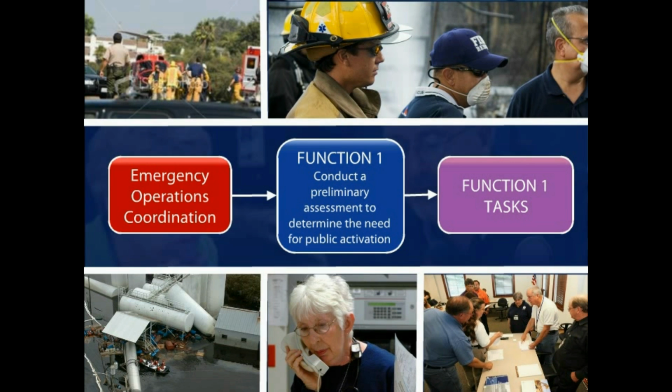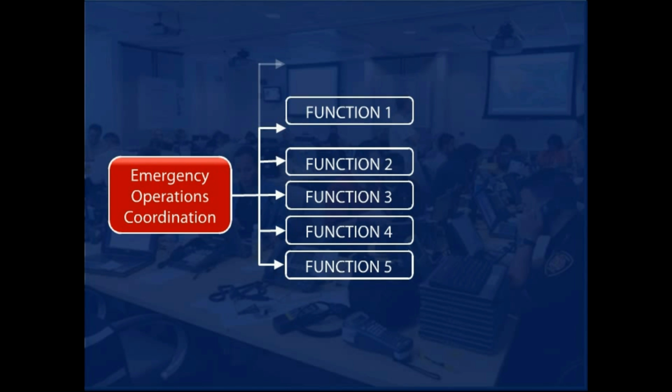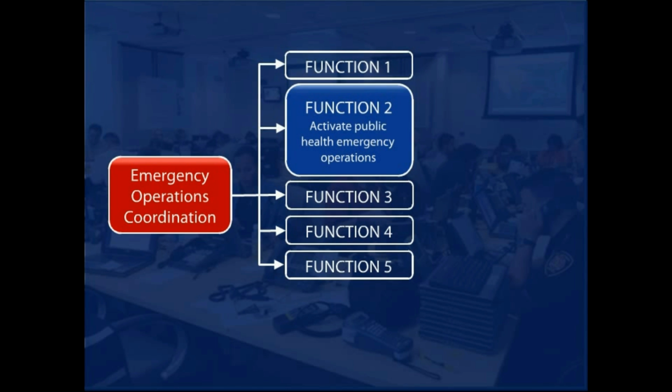We'll need to decide at what level the Public Health Incident Command System should be activated in order to carry out our role. Function 2 is activate public health emergency operations, which involves 6 tasks.